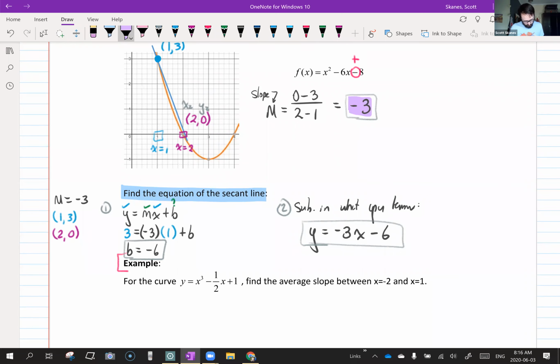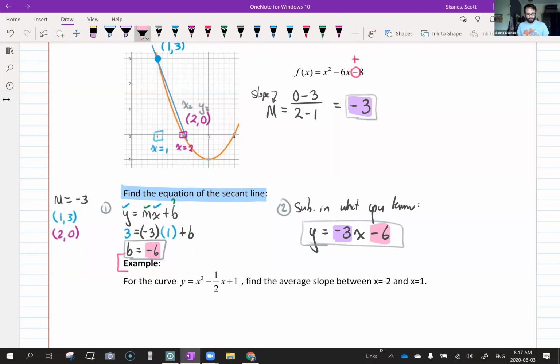Slope, y-intercept. Questions? Any questions? We'll do another example like this just to make sure that it's clear, but that's the basic process.